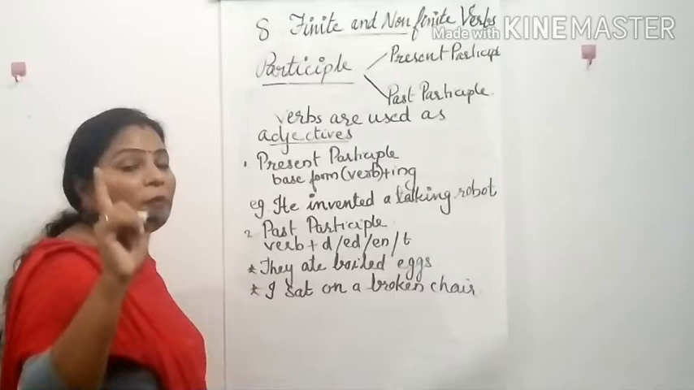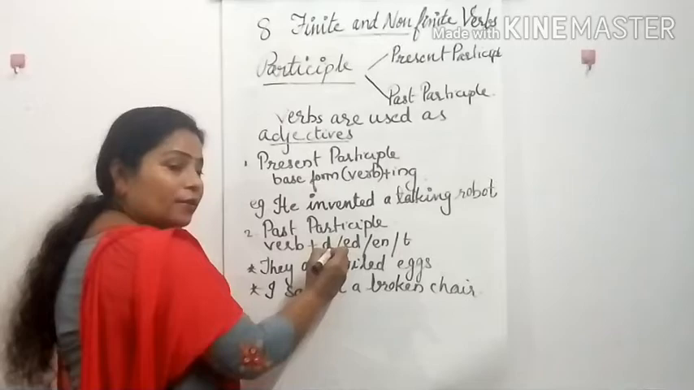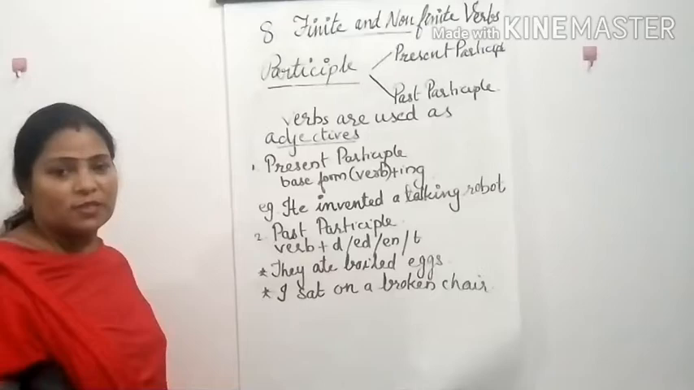Our present participle is the base form of the verb plus ing. Next, let's see the past participle. What is that? Verb in the third form: verb plus d, or you can add ed, en or t. Verb in the third form, with those spellings added, is the past participle. For example, just see here.